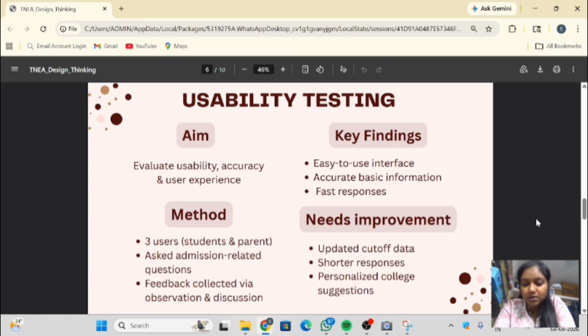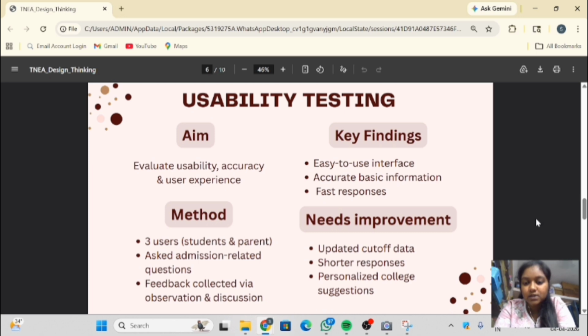During the testing process, we observed how users interacted with the system, how easily they were able to ask questions, and whether the responses provided by the chatbot were helpful. From the usability testing process, we observed several important aspects of the system. First, the users were able to understand the interface quickly and start interacting with the chatbot without needing detailed instructions. This indicates that the design of the interface is simple and intuitive. Second, the chatbot was able to respond to user queries within a few minutes, providing quick access to information.